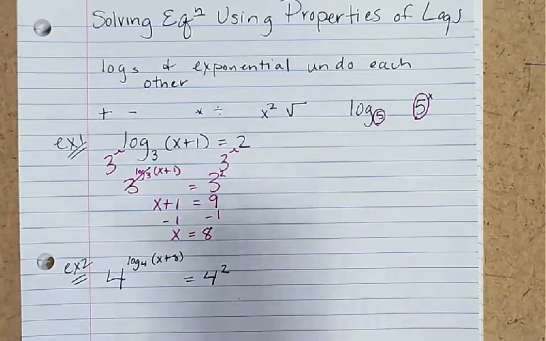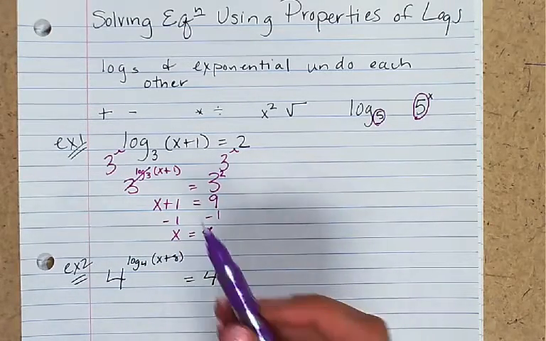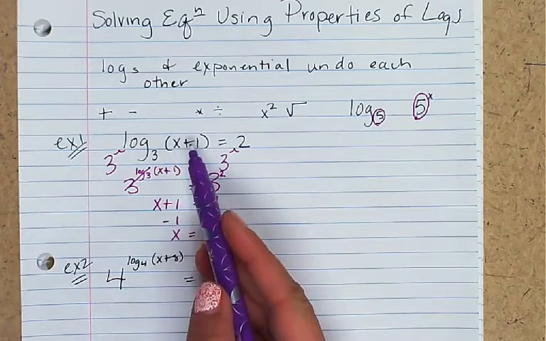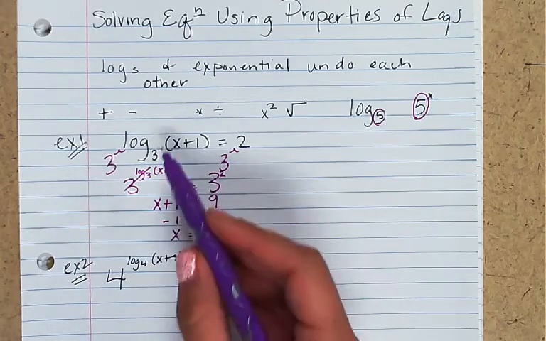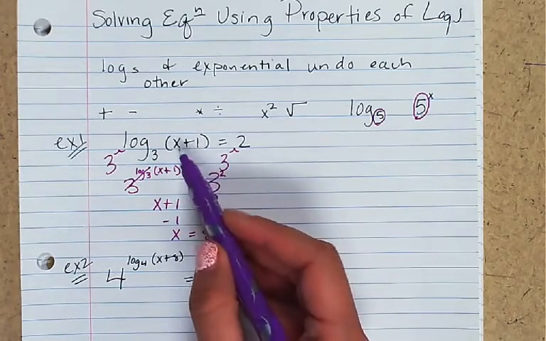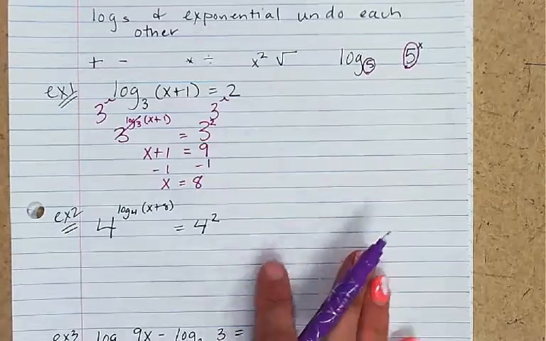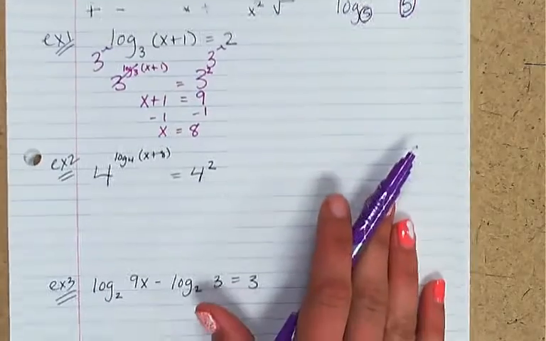Now you always need to make sure that you don't get an extraneous solution. You can't take logs of negative numbers. So if you ever plug it back in and this becomes negative, then it's an extraneous solution. This one is not, it would be 9.